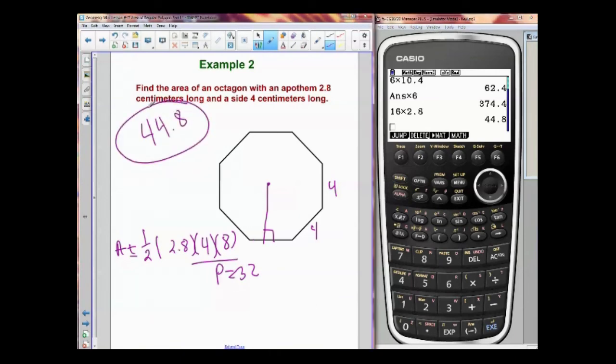All right, in part 2 we're going to find the apothem and then find the area.